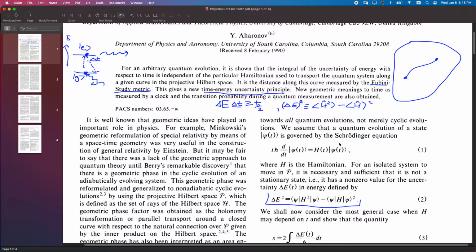Oh, and just to give a tiny bit more motivation for it, the time dependence of a separable wave function goes as e to the minus i E t over h bar.